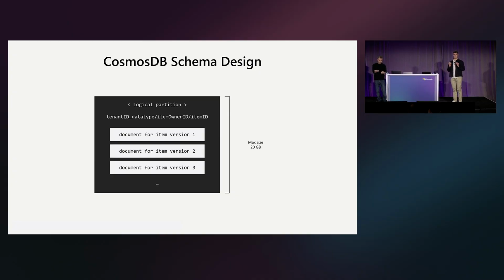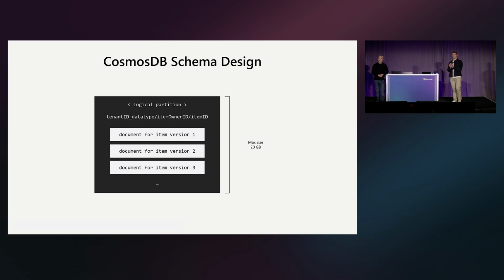One key constraint that we had to design around, and that everyone building on Cosmos Database needs to consider, is that there is a maximum size of 20 gigabytes per logical partition. A logical partition is just a logical grouping of documents under a particular partition key. If we had put all of the data for a given tenant in a single logical partition, we would hit that limit in about a day.